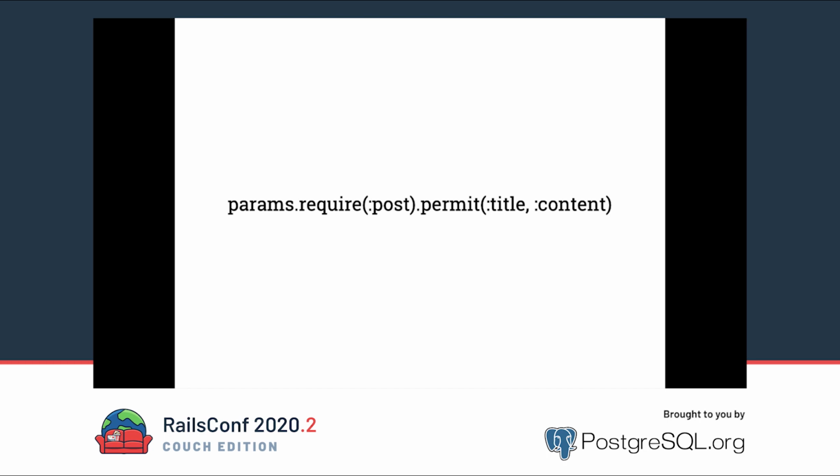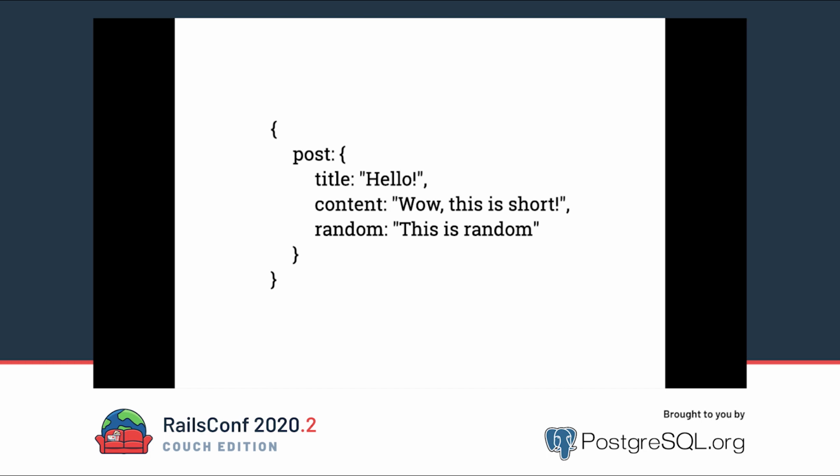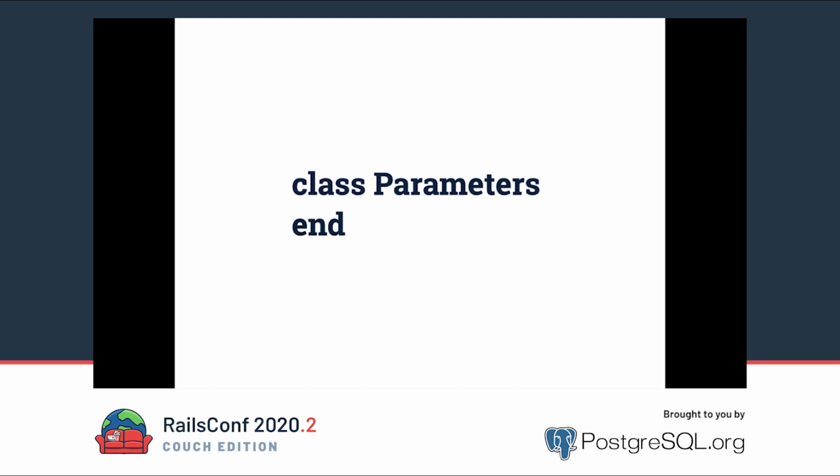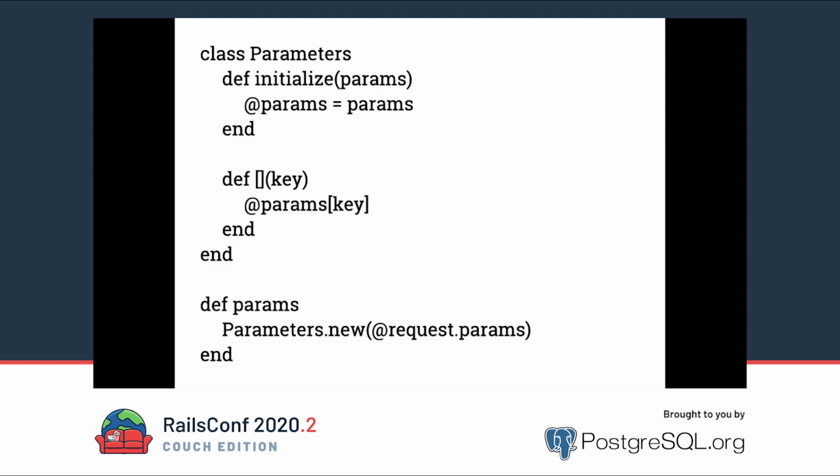We need a better implementation in order to make a call to params like this work. One that takes parameters like this, ensures that the required attributes exist, and filters out unpermitted attributes. Because require and permit are not methods that exist for hashes, we need to create an abstraction over the request params hash. In order to keep our current working version happy, we can write something like this.